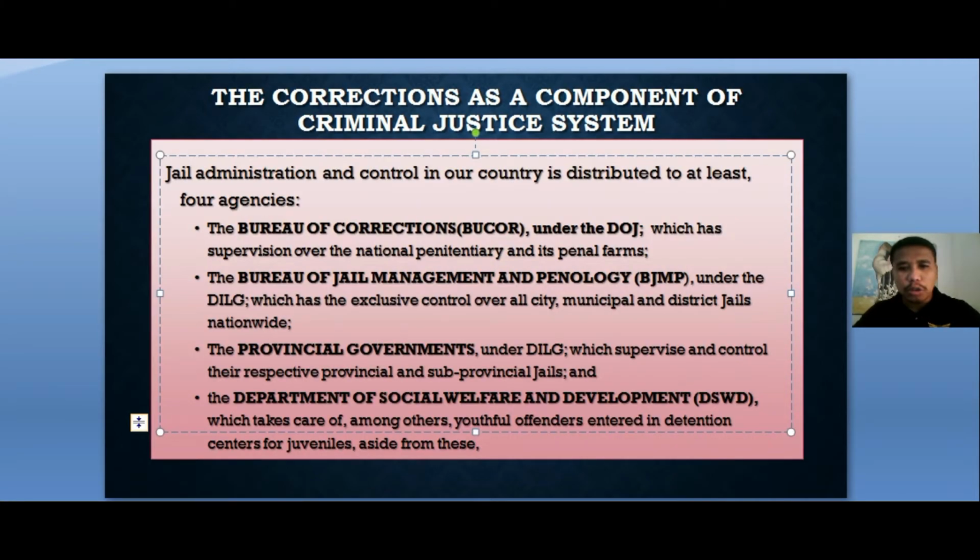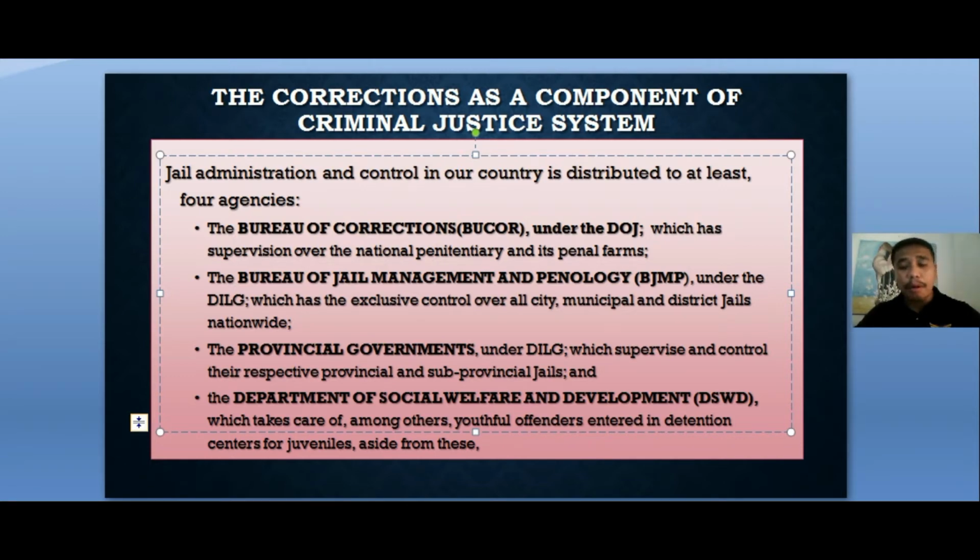Jail administration and control in our country is distributed to at least 4 agencies. So this is now the fragmented structure of the correction pillar in the Philippines, because those agencies or institutions which handle the rehabilitation of offenders belong to various supervisory institutions. Like say for example, in the case of Bucor or Bureau of Corrections, Bucor is under the Department of Justice. Its jurisdiction is on national prisoners. It has supervision over the National Penitentiary and its penal farms.